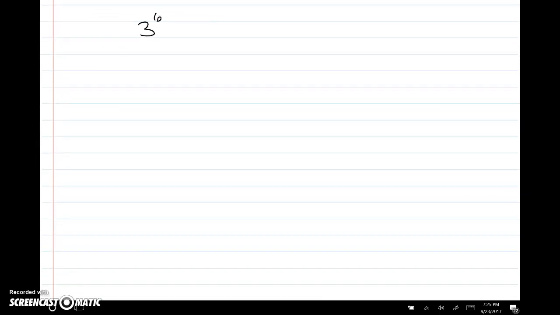Let's look at 9 to the 6th times 9 to the negative 4th times 9 to the negative 2nd. Now, I'm not going to put these into fractions. I'm going to work with what I have. I'm going to start by keeping my base. The bases are all the same. I'm going to keep them. I need to add my exponents.